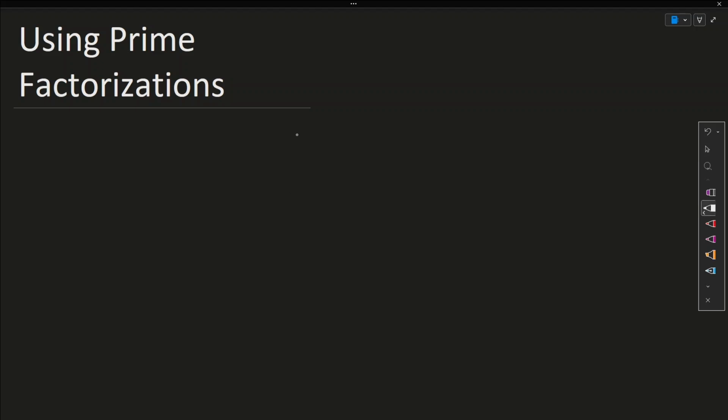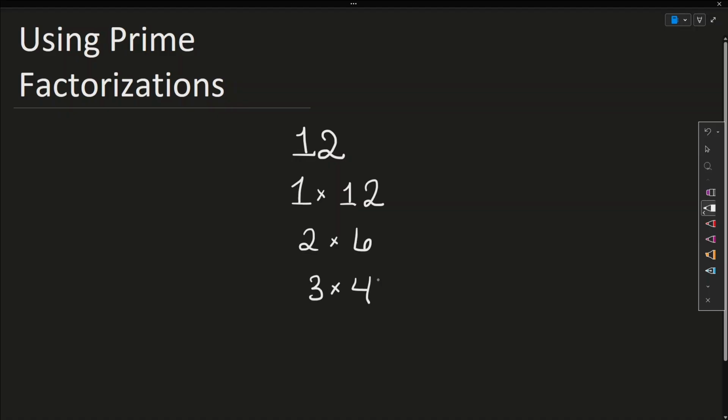Let's start with a small number, 12. What are all of the factorizations of 12 into positive integer pairs? Well, we can do 1 times 12. We can do 2 times 6. And we can do 3 times 4. These are all of our factor pairs of 12.